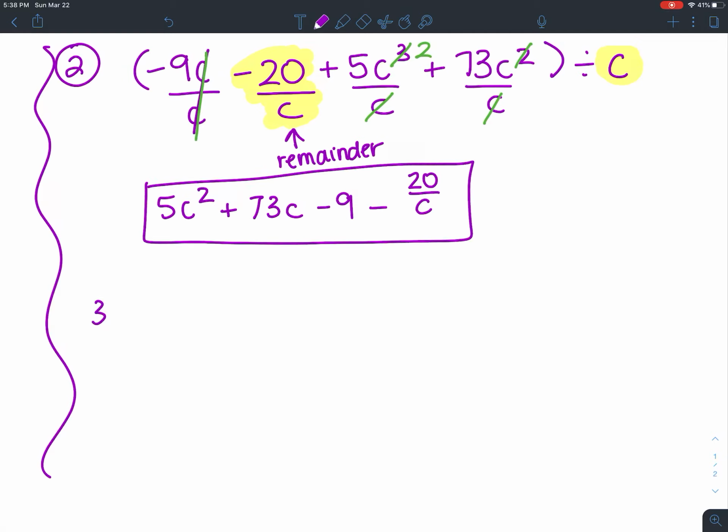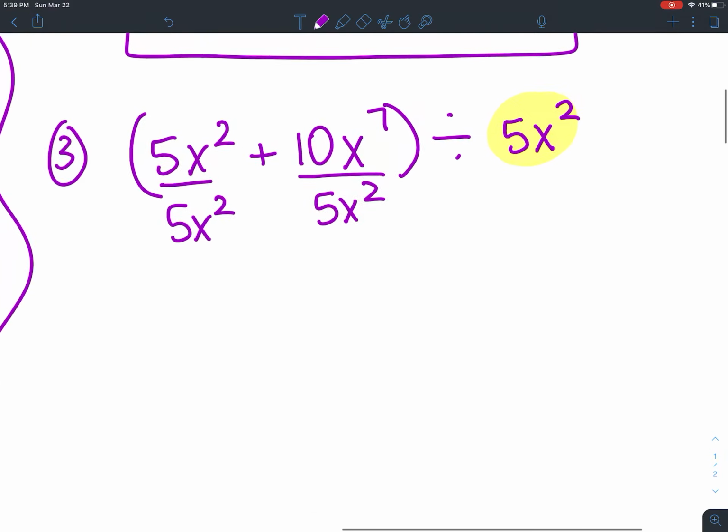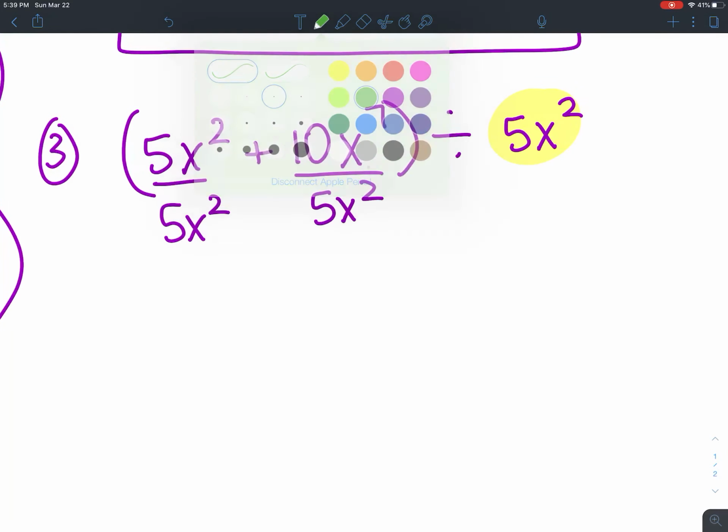Now, if I had, let's say, 5x squared plus 10x to the 7th, and I want to divide it by 5x squared. 5x squared is still a monomial. I can still divide. I'm going to write it underneath every single term. Okay, now, in addition to having a variable, I also have a number. So I'm going to look at the numbers.